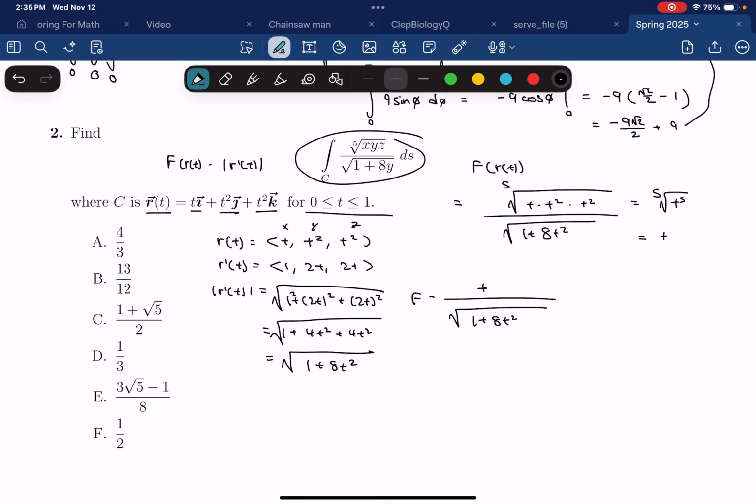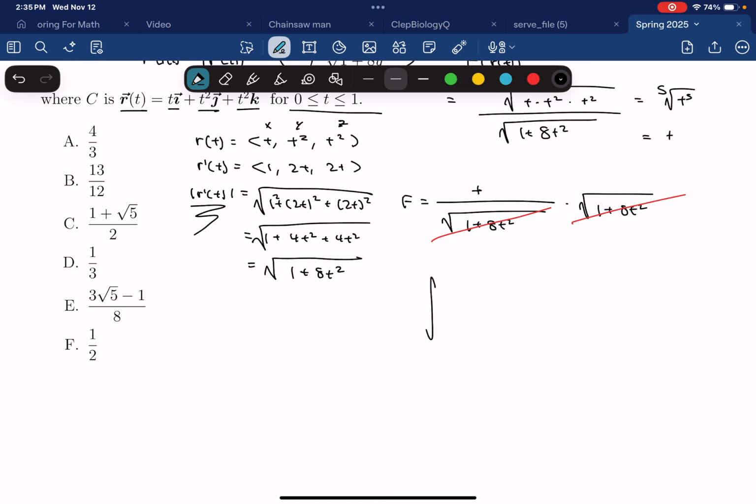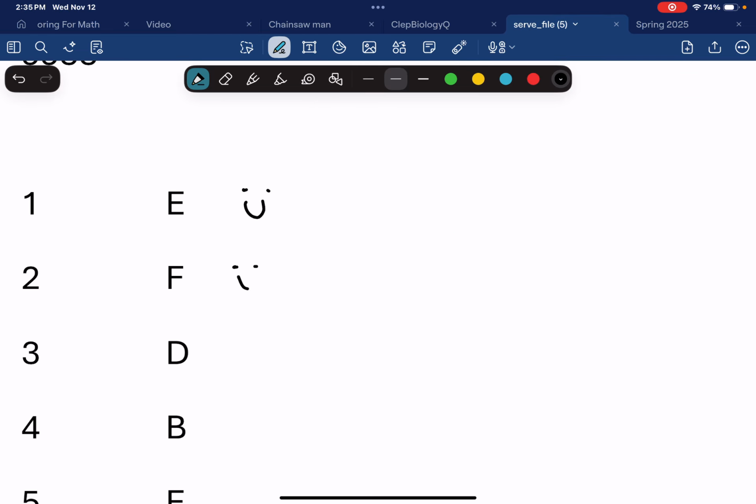So we just get t over the square root of 1 plus 8t squared. That's our f. We need to multiply that by our magnitude of r prime of t, which is the square root of 1 plus 8t squared. If you notice, the square root of 1 plus 8t squared is on the top and the bottom, so we cancel that out. You simply need to evaluate the integral from 0 to 1 of t dt, which becomes t squared over 2 from 0 to 1, which is just 1/2. 1/2 is our answer.